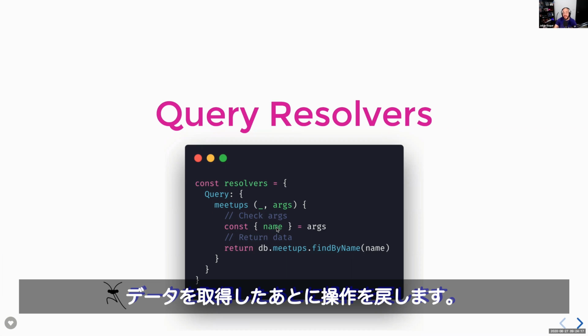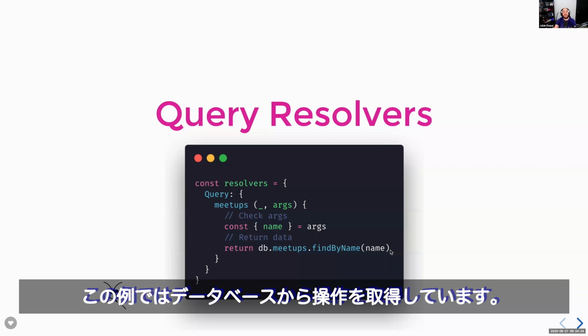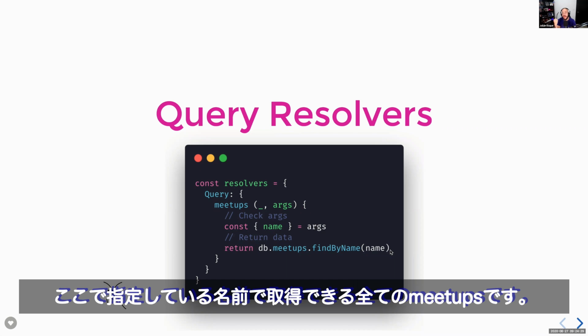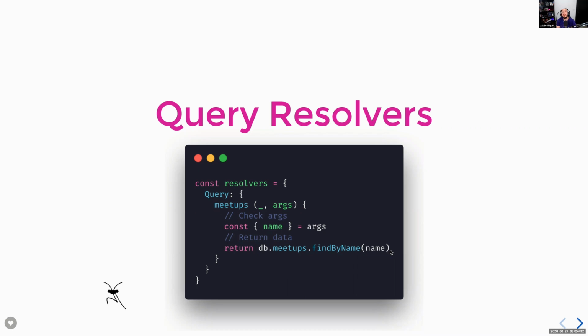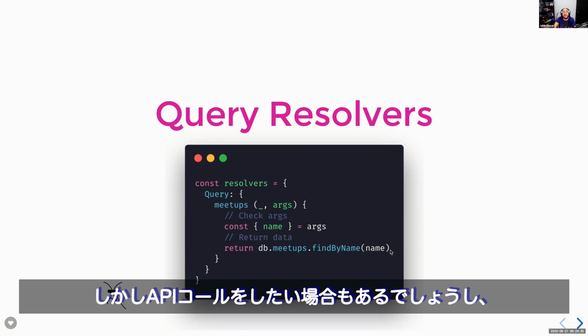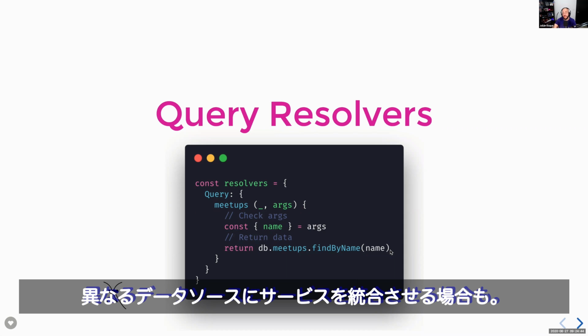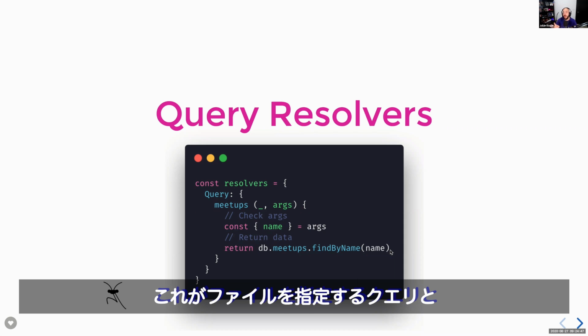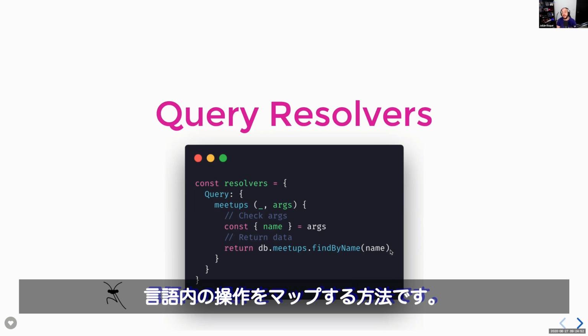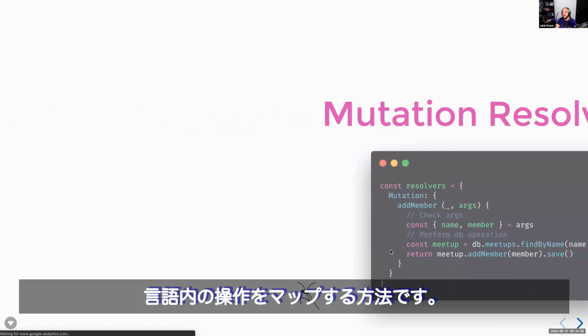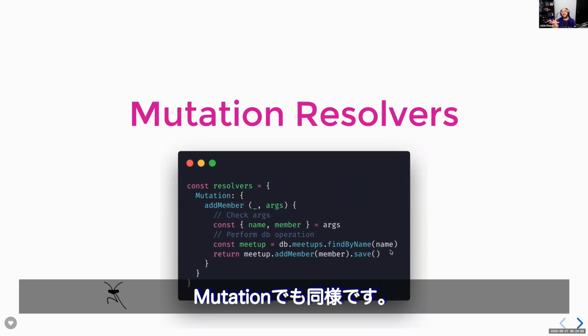And then after I get that data, I'm going to return the operation. In this example, I'm fetching the operation from a database, so getting all of the meetups by that specific name. But you might want to do the API call or connect to a local file or serve this information from a different data source. But that's the way you map the query, specifying the field and the operation in the language. And for the mutation, it is the same.